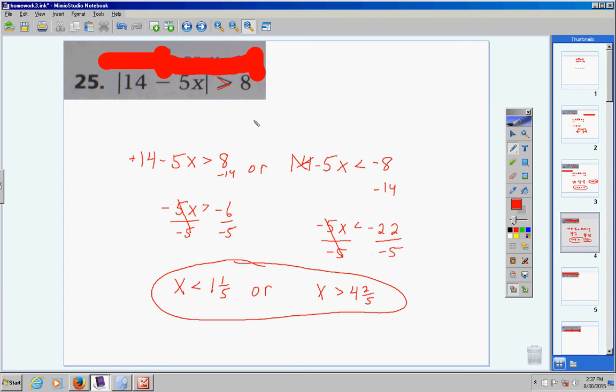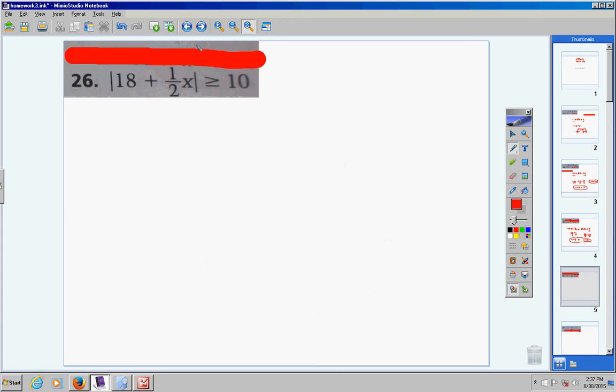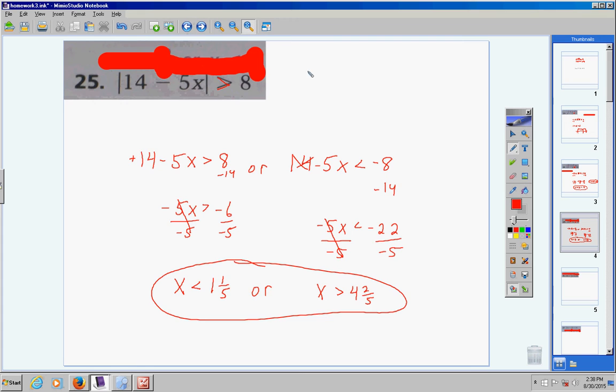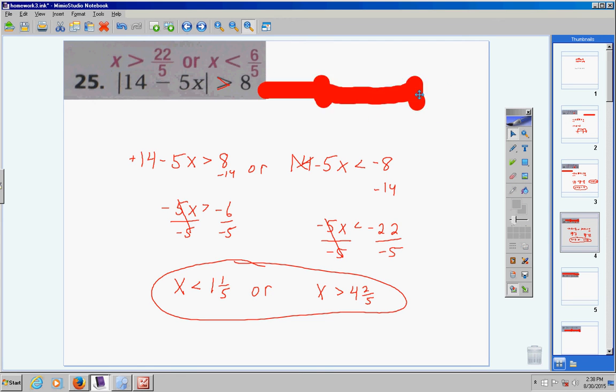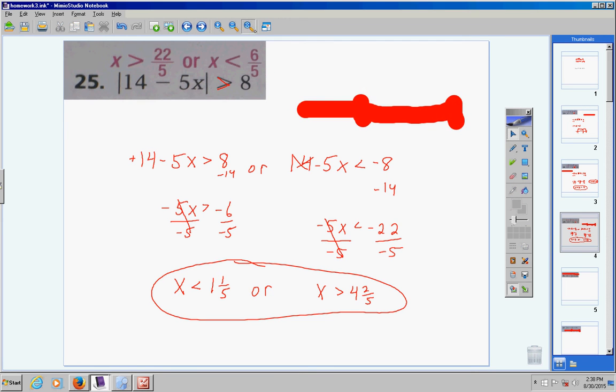Moving on to number 26. Step 1, we're going to isolate the absolute value. We've already done that. I went back a problem here. Notice they have their answers. They have this one over here and this one over here. That does not matter as long as you have x is less than 1 and 1/5, and they do. X is greater than 4 and 2/5, and they do.